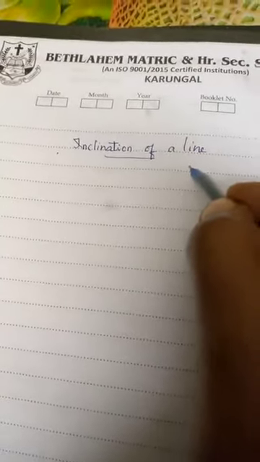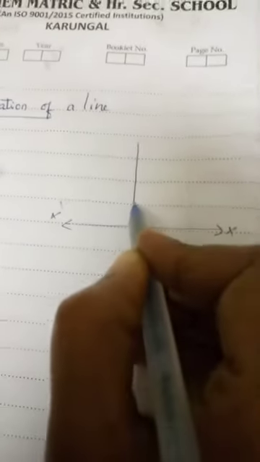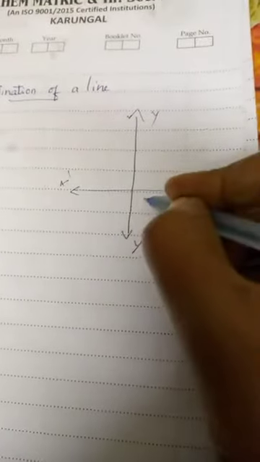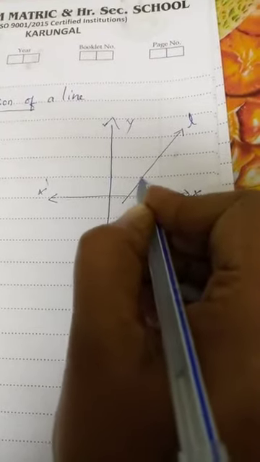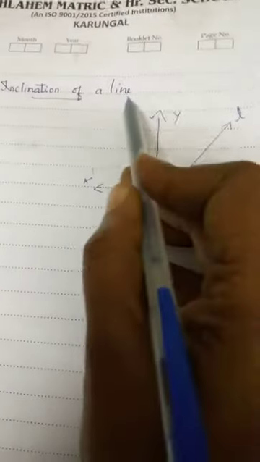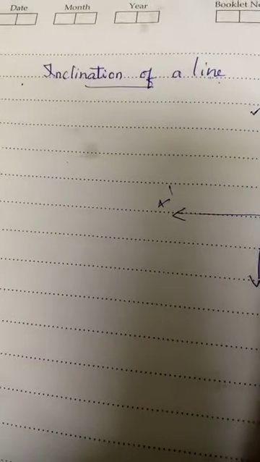Today we are going to study the next topic, that is inclination of a line. What is inclination of a line? Let us understand, very simple. Let us draw the x dash, y dash. Let us draw a straight line L. The angle measured between the x-axis and the straight line L counterclockwise is known as inclination of a line. It is denoted by theta.